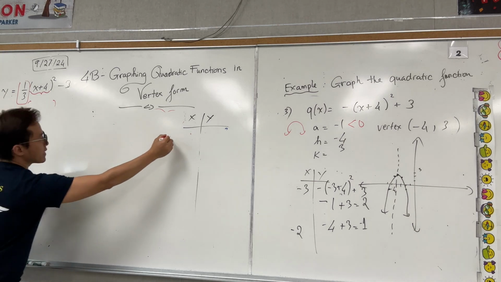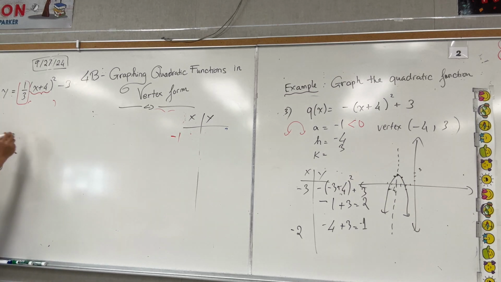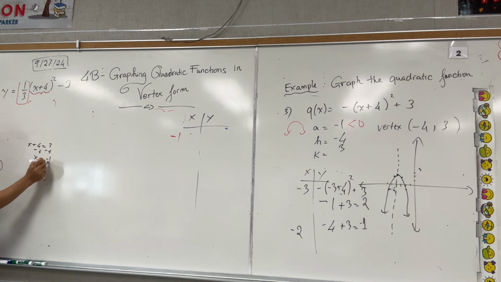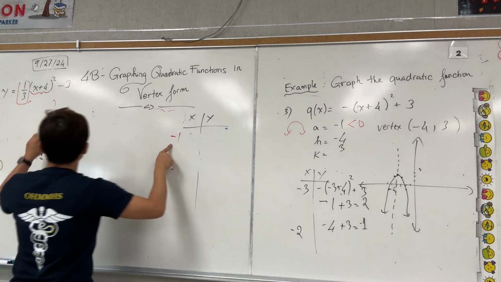You're gonna plug in -1. So you get 4 points to it. Like this one, I want this whole thing to be equal to 3. Subtract from both sides, I can get x equal to -1. Okay, so -1 is a good one here.